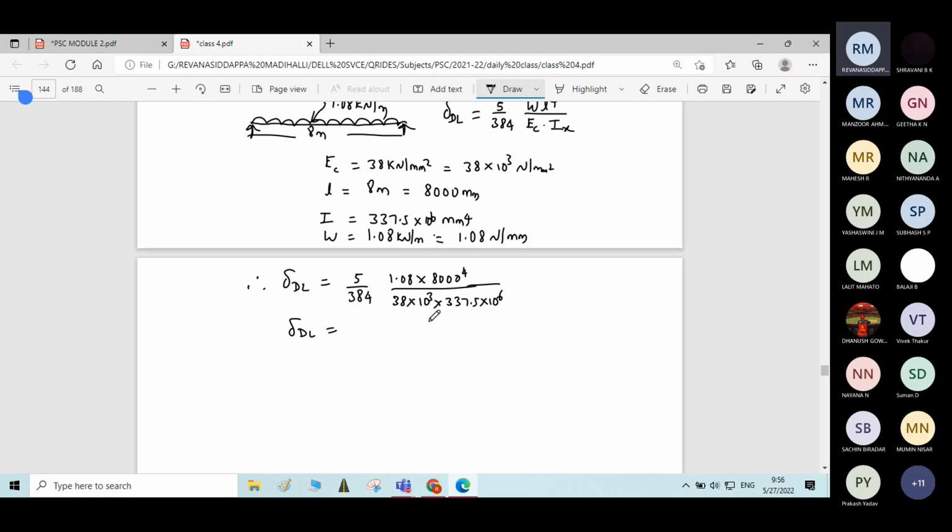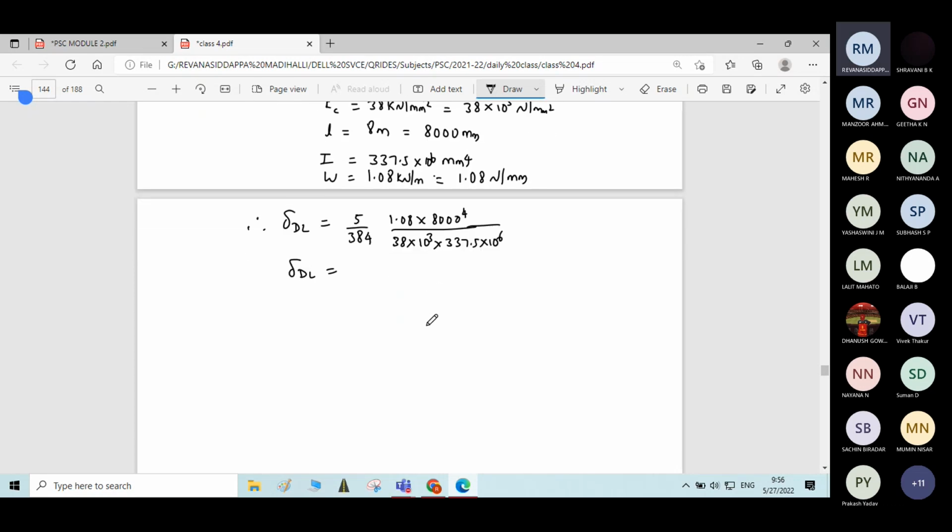Take the book, pen, calculator and solve this problem. Cross check your answers. If you get any doubts at any point of time, you can interrupt and ask the doubts. Or if you are getting any different answers, let me know. We'll correct it and move ahead.